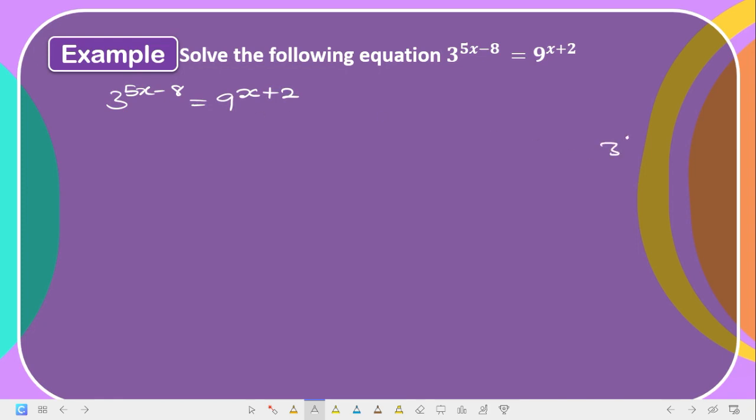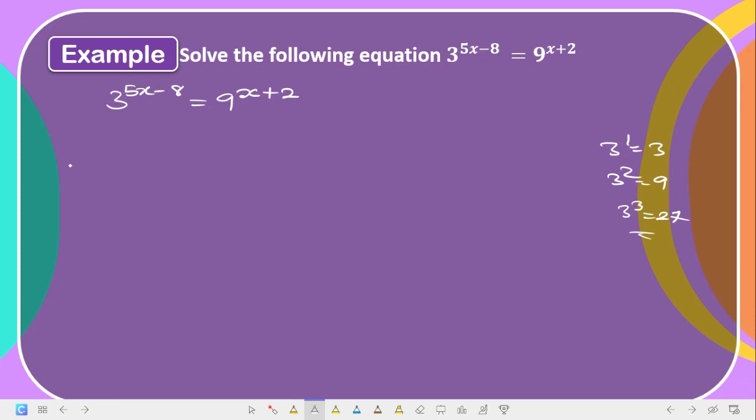Now, we said 3 raised to the power of 1 is what? 3. 3 squared is what? 9. 3 raised to the power of 3 is what? 27. You should know this thing. Juggle them in your head. 3 raised to the power of 1 is 3. 3 squared is 9. 3 cubed is 27. And so on and so forth. Are you getting it? If you have these ideas, then this whole thing will become very easy.